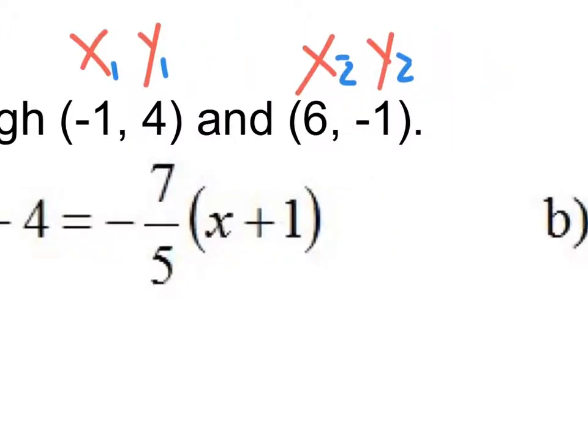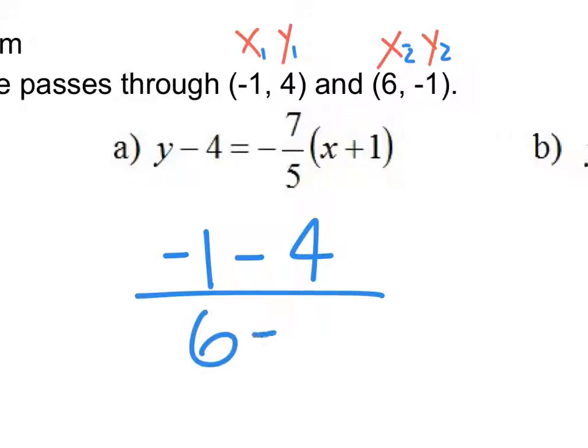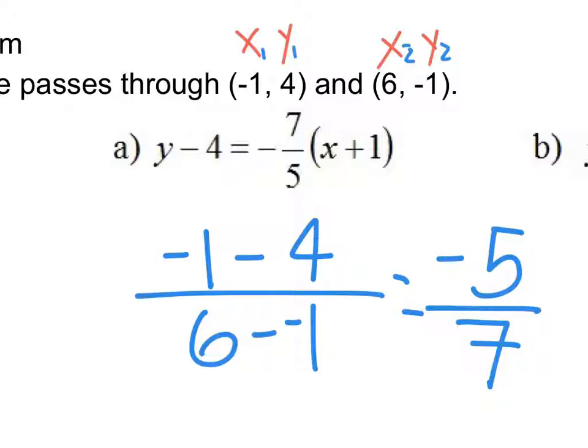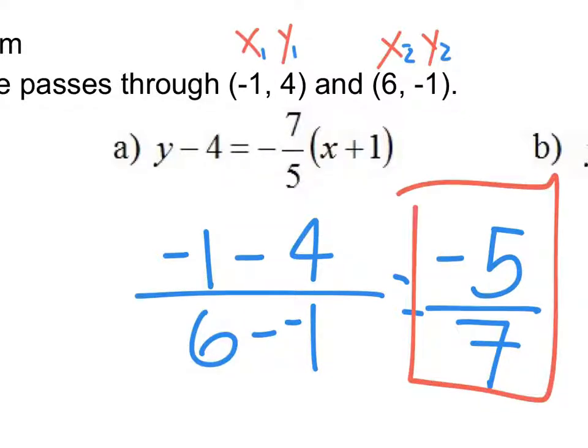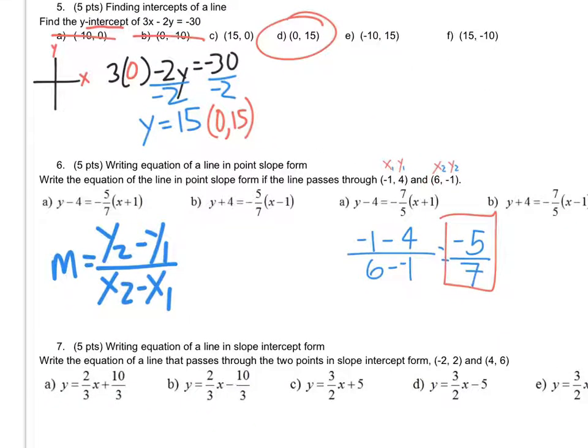And now let's pop that in and figure out what the slope is. Actually, why not do it right here? The slope is going to look like negative 1 minus 4, and then we're looking at x2 minus x1, which is 6 minus negative 1. Negative 1 minus 4 is going to give us negative 5 over 6 minus negative 1, which is actually going to give us positive 7. So this is our slope. Ladies and gentlemen, negative 5 over 7.